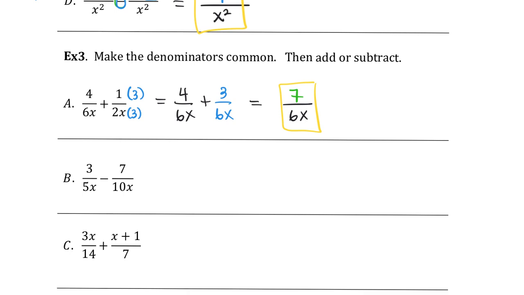Okay, for B, 3 over 5x minus 7 over 10x. They do not have a common denominator. Let's see, let me look at the smaller one. Can I make the smaller one turn into the bigger one? To get 10x, I could times by 2. So let's times by 2, top and bottom. So I get 6 over 10x minus 7 over 10x. Now the common denominator is 10x. And then if I do 6 minus 7, I get negative 1.